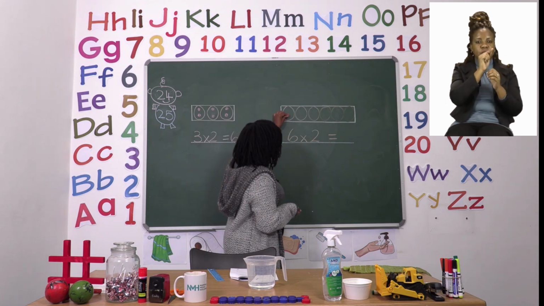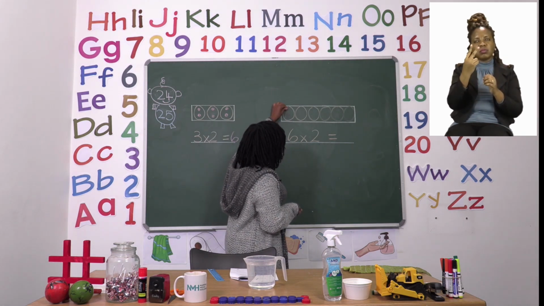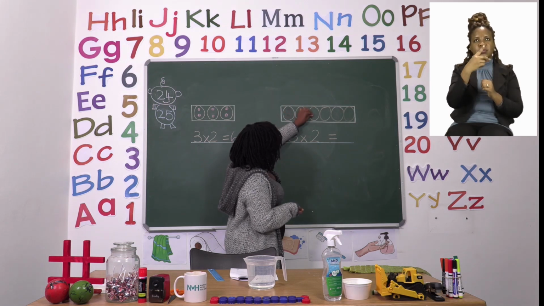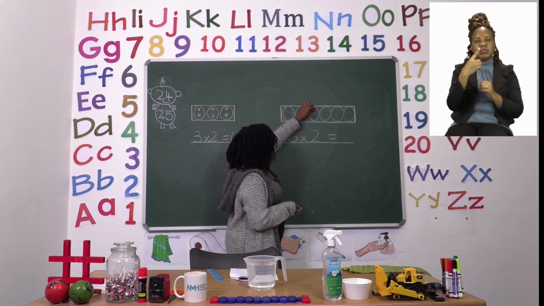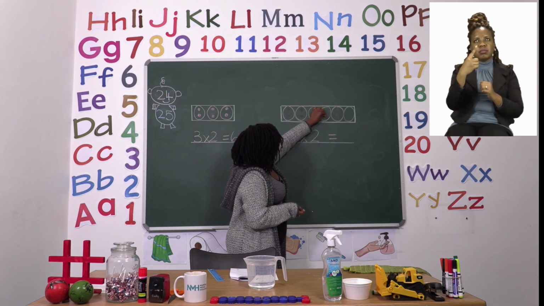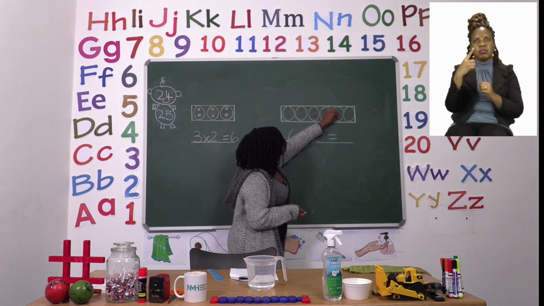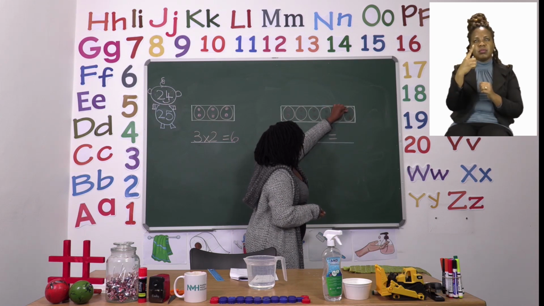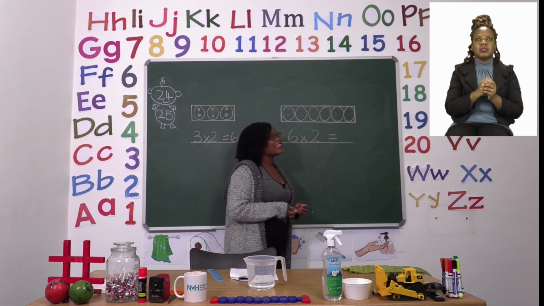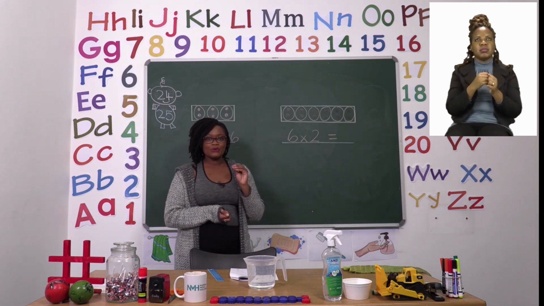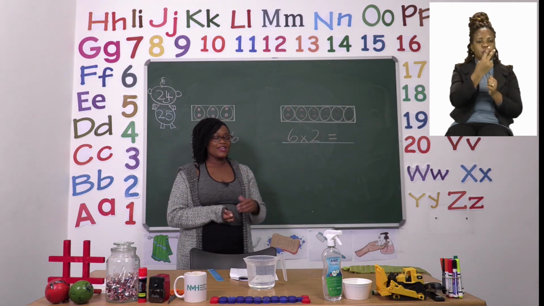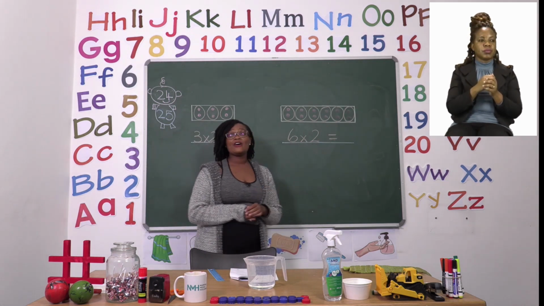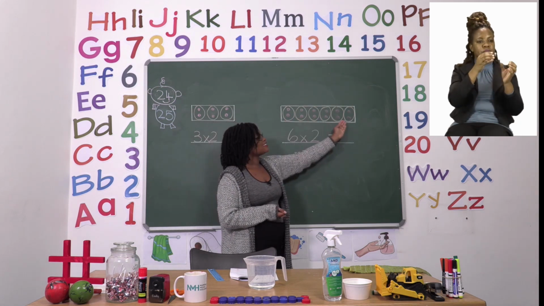So I'm going to say 1, 2, 1, 2, 1, 2, 1, 2, 1, 2, 1, 2. Now I have put 2 things in each group. So after I have put my 6 groups in the box, I now put my 2 things in each group.